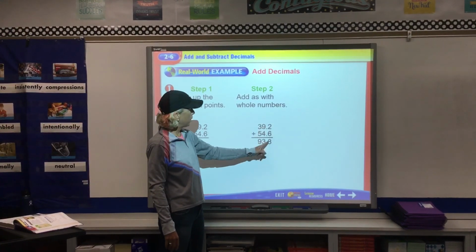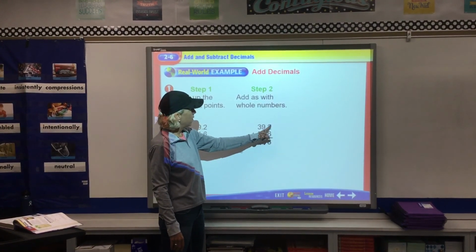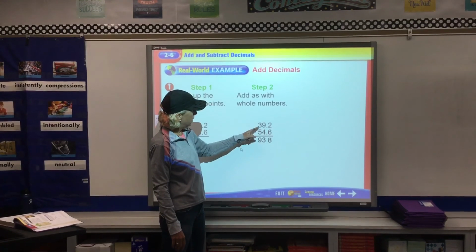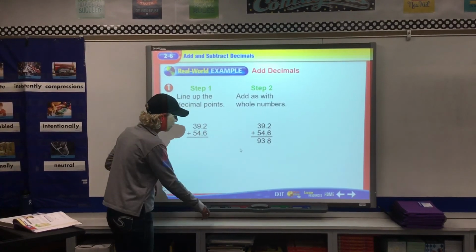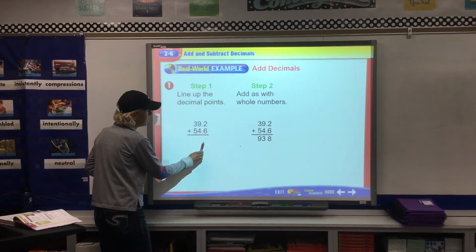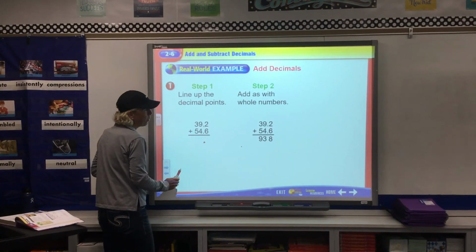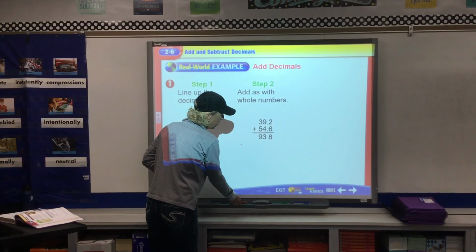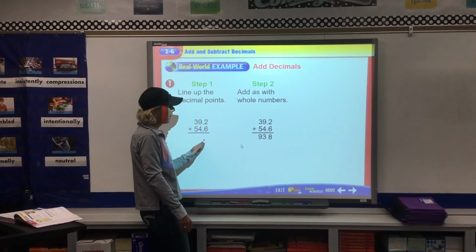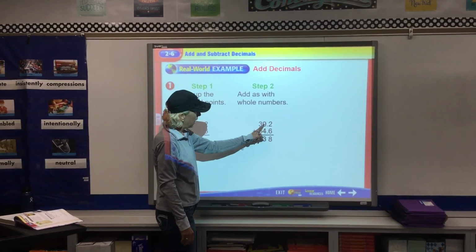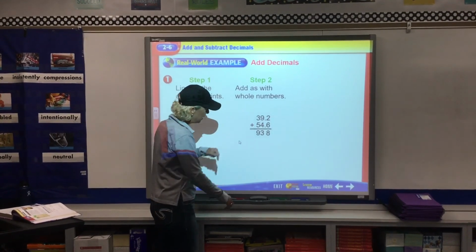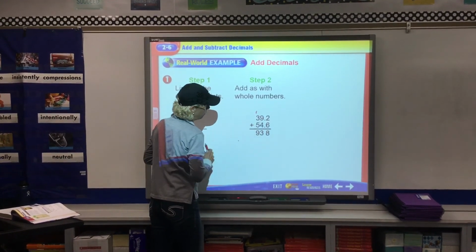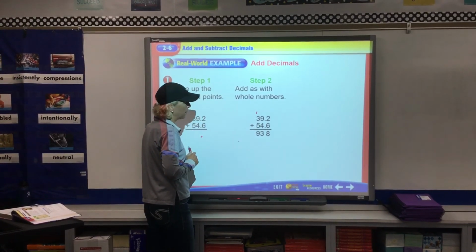So here we'd start over in the tenths place. 2 plus 6 is 8. They're waiting, you can sometimes. I even tell my friends to take that decimal and put it straight down right away. Here they're going to wait till the very end, but you're just bringing that decimal straight down. 9 plus 4 is 13. Then they didn't carry the 1, but you probably would if you were solving this problem.